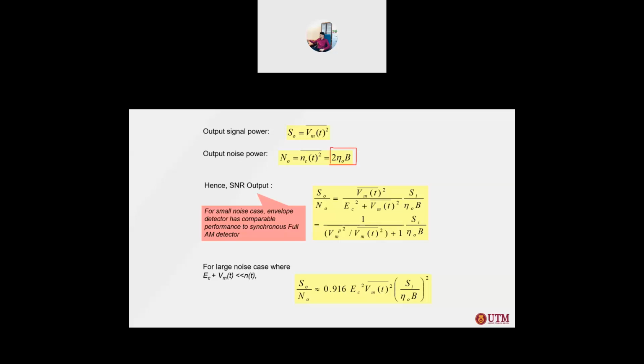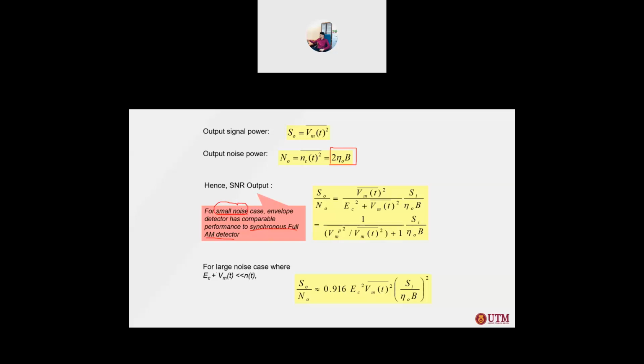Hence SNR output for small noise. Okay, for the small noise case, the envelope detector has comparable performance to the synchronous full AM detector. So the performance is comparable with the full AM without noise. For the case of small noise present, the envelope detector with noise has similar or comparable performance to the synchronous full AM detector, the one without noise.